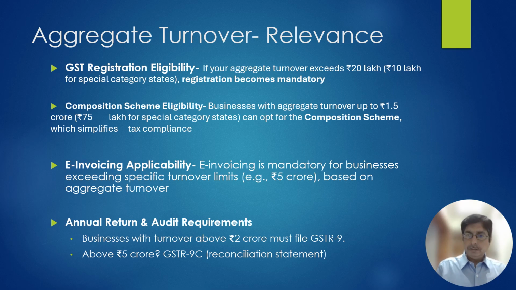3. E-invoice applicability. If the aggregate turnover exceeds rupees 5 crores, then the person needs to do the compliances of e-invoice. 4. Annual return and audit requirement. If the aggregate turnover is above 2 crores rupees, then the person needs to file GSTR 9. GSTR 9 is a summary of 12 months' returns.